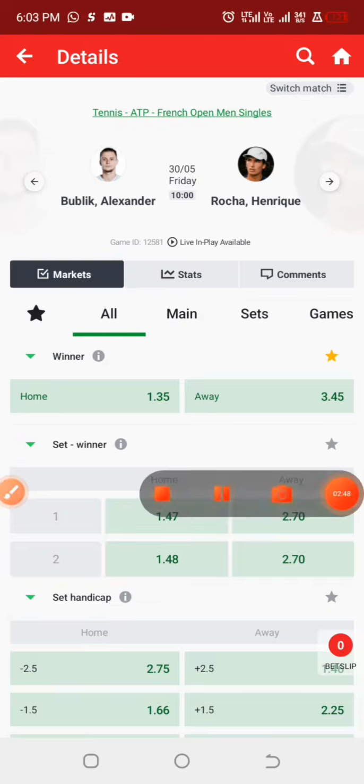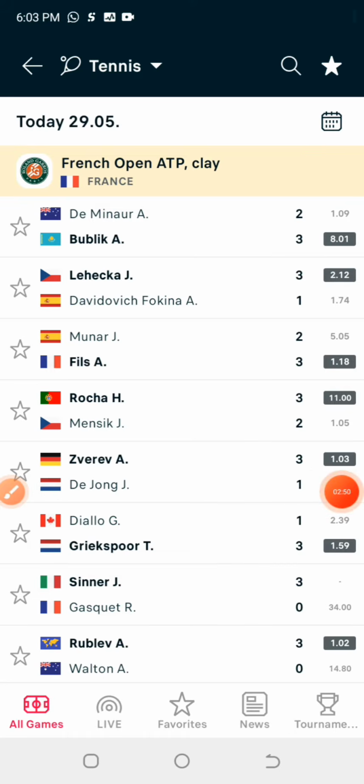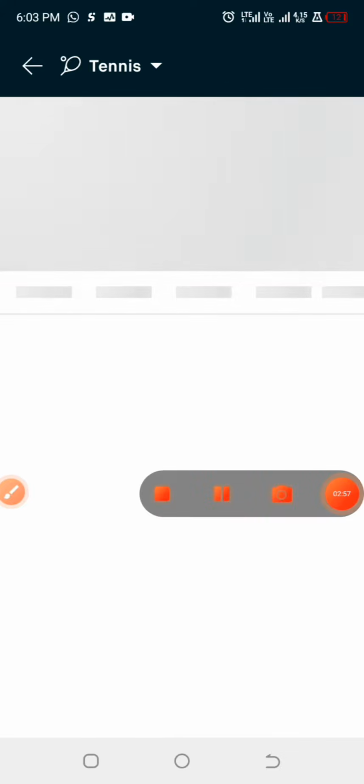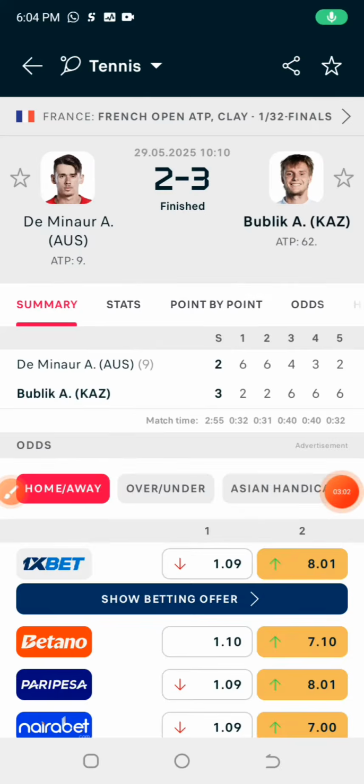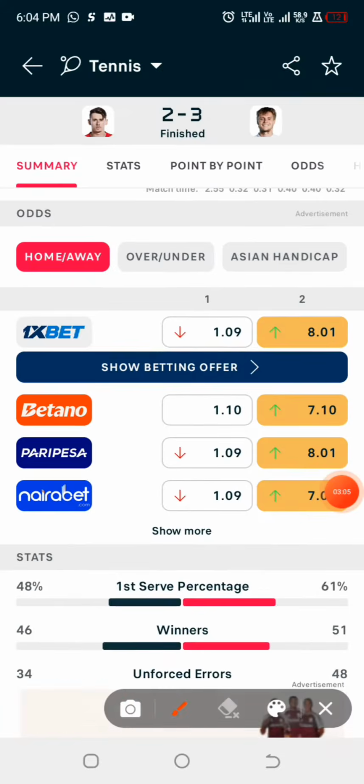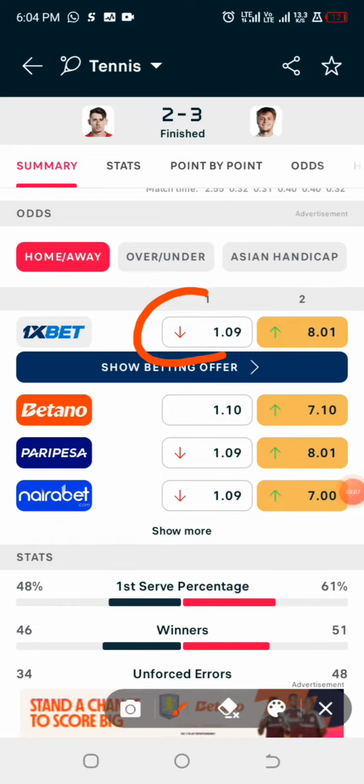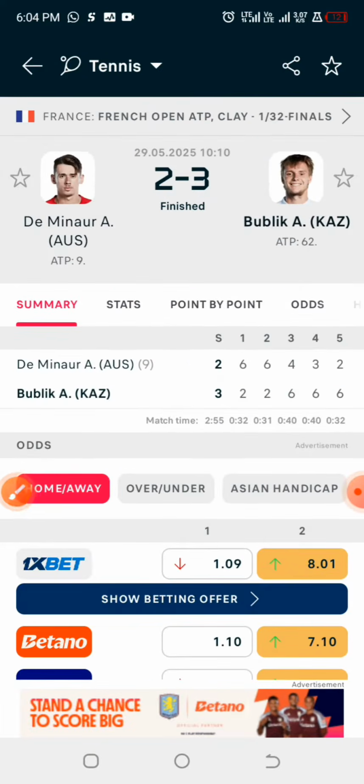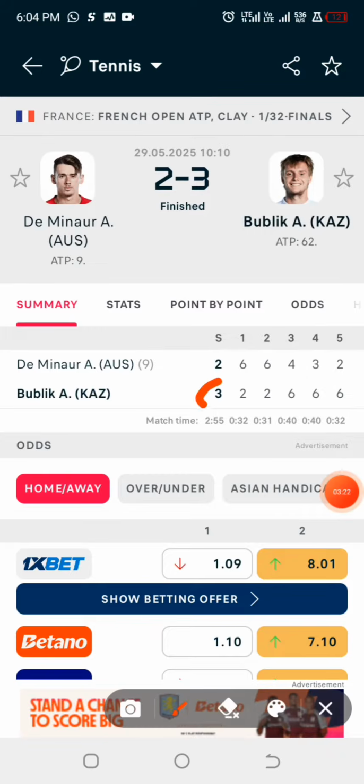But if you want to apply this strategy, it depends on the form of the other guy. Now I want to tell you the reason why I make use of this handicap strategy. Look at this game very well, and don't be deceived by the odd allocation when you are looking at the odds to predict your games. For example, look at this game. The bookmakers are allocating 1.09 odd to the home player and 8.01 odd, or 7 odd, to the other guy. I think this validates the aspect of predicting a player to win at least a set.